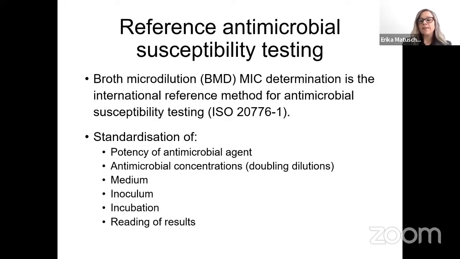So the MICs that we correlate to are produced with a reference antimicrobial susceptibility testing method, broth microdilution, which is the international reference method for antimicrobial susceptibility testing and described in an ISO standard. And just as we talked at the beginning of this presentation about how we have standardized the different parameters of disk diffusion, the same goes, of course, for broth microdilution, where we standardize more or less the same parameters. And we also have to perform broth microdilution in a standardized way to trust our results.